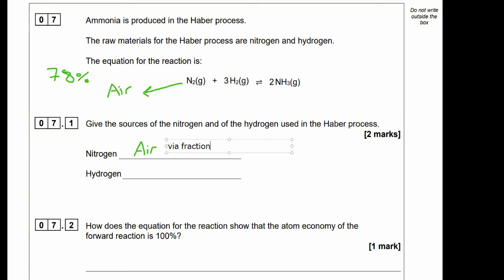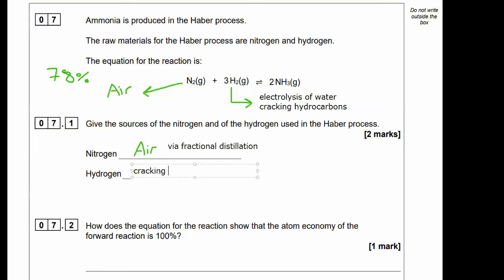And where do we get the hydrogen from? Well, the hydrogen is a little bit more complicated. There's two options. You can get hydrogen from water, H2O, and you split the water using electrolysis. Downside, electricity and energy used. However, we can also get hydrogen by cracking crude oil fractions or hydrocarbons. So we want to crack big hydrocarbons, and sometimes you produce hydrogen gas. So here are our two answers.